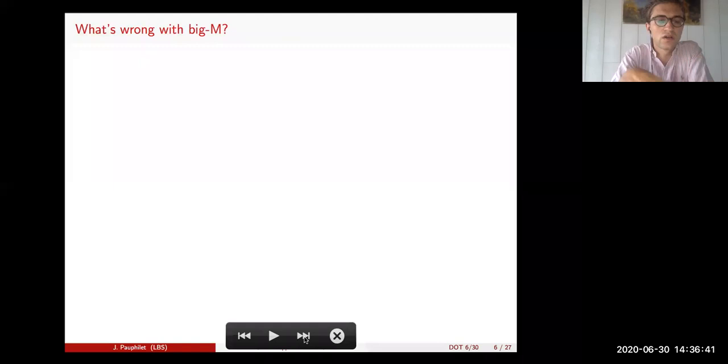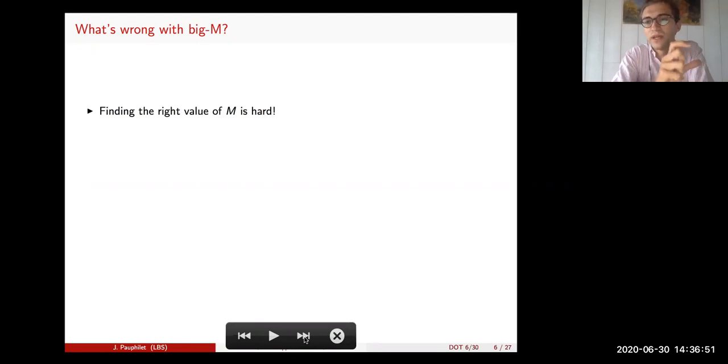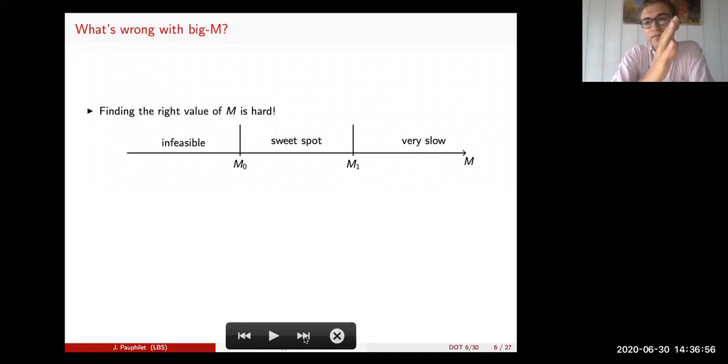So what do I have against big M constraints? Why do I keep emphasizing that part and that structure in those problems? Well, the main issue with big M constraints is finding the right value of M. Because typically, if M is too low, then the problem might be infeasible. But if M is very high, then you get very poor relaxation bounds.